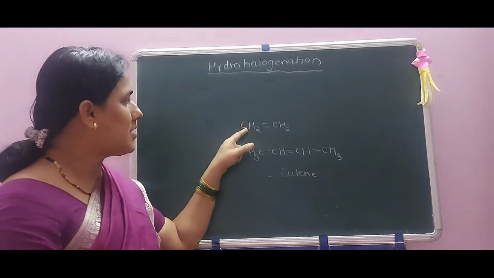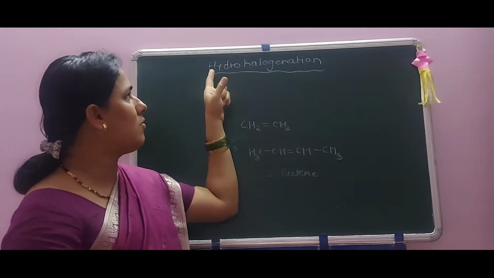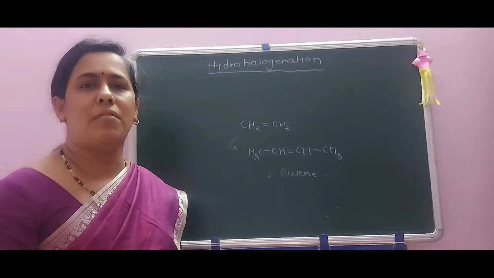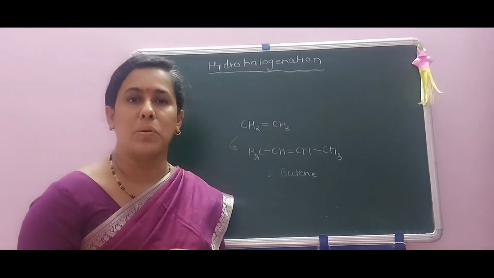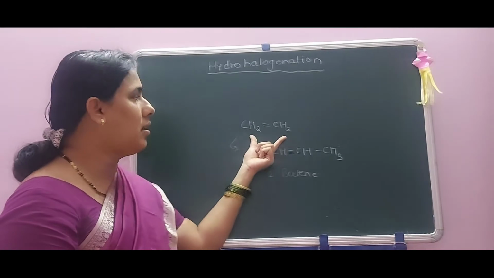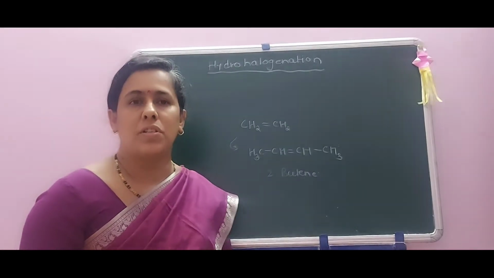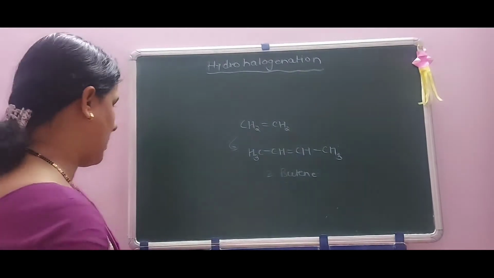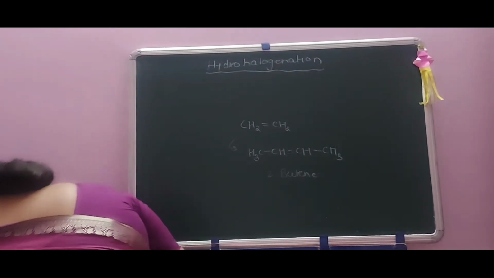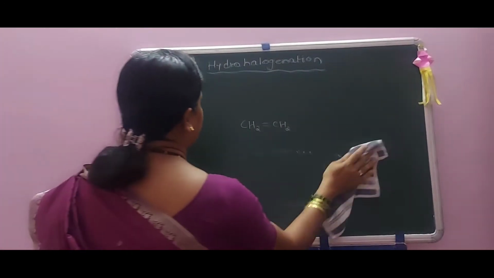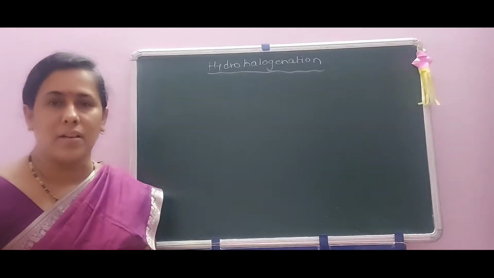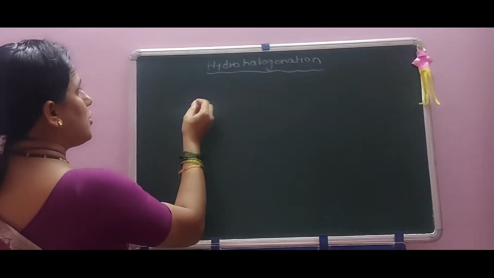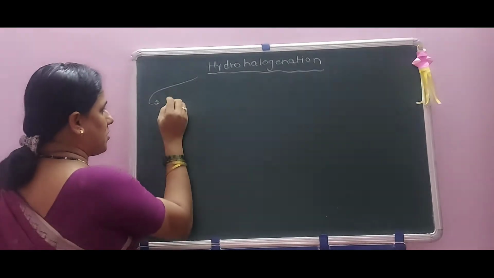First of all we will discuss what is meant by hydrohalogenation, then we will discuss the mechanism of Markovnikov's rule when it is applied to unsaturated compounds. So let us start here. First we are going to discuss the definition of hydrohalogenation.